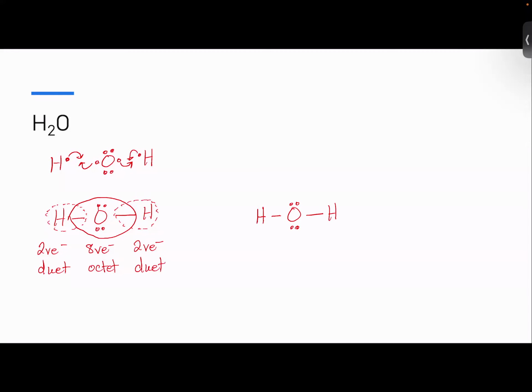Now, these bonds and dots are referred to as a certain type of group. A bond, whether it is a single bond, a double bond, or a triple bond, is called a bonding group.